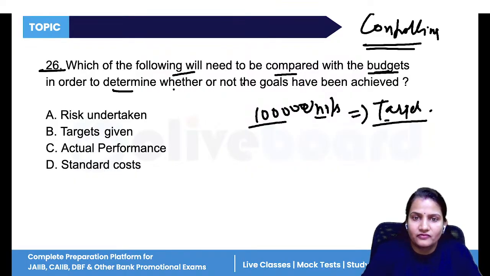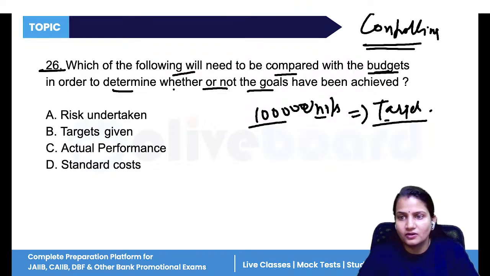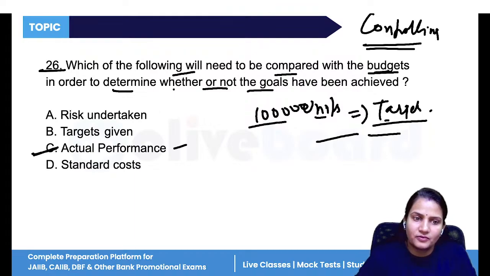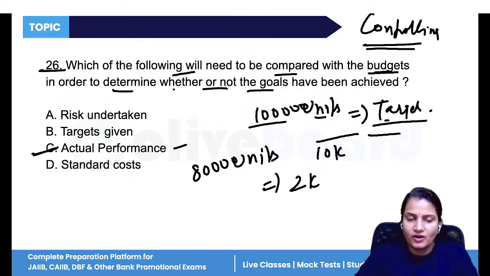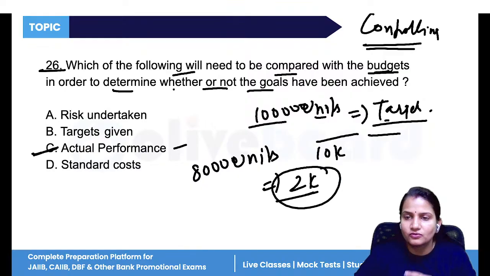So in order to determine whether you have achieved your goals or not, how will you check? You will check it with the actual performance. So these are the budgets that you have set, and what you have actually performed, you will measure that. Like actual performance is 8,000 units and the target was 10,000. So now 2,000 you have not achieved. So this deviation of 2,000 will be checked further. The measures will be taken. Okay, why you have not achieved the remaining 2,000 target. So that is why the actual performance is checked against the targets.